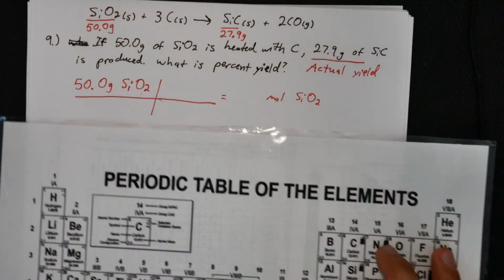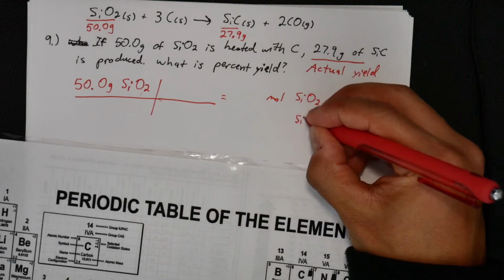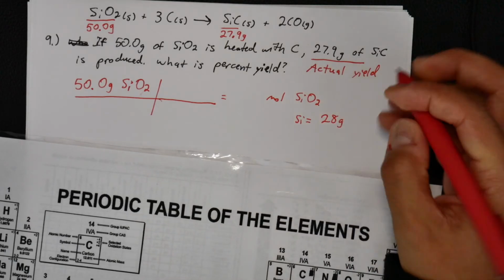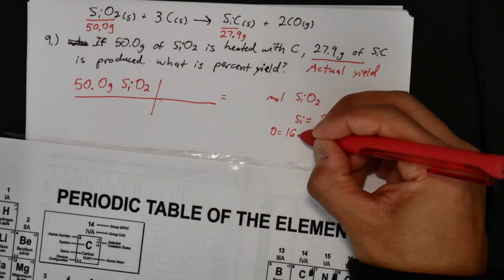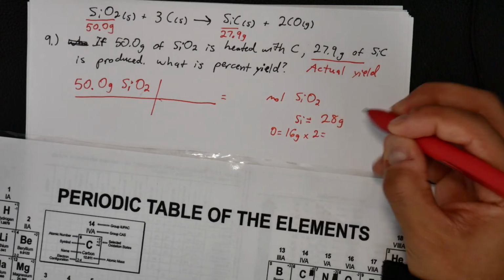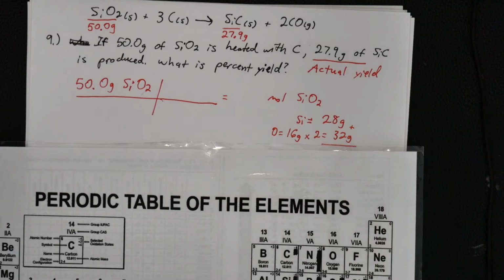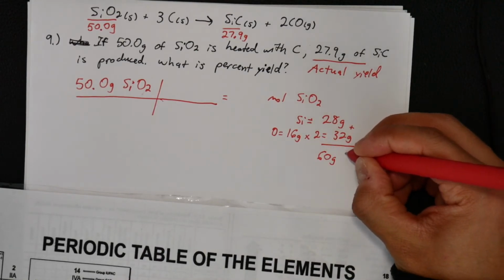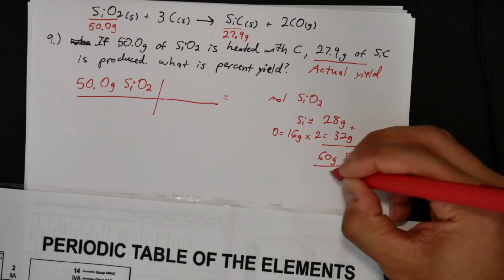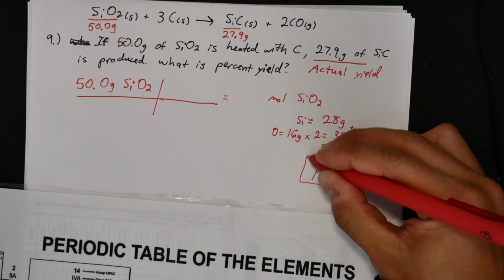Take a look at some numbers. So we have silicon, which has a molar mass of about 28. So silicon is 28 grams. And then oxygen, which is 16 grams, but then we need to times that by 2 because we have 2 of them. So that's 32 grams. Adding those together, 28 plus 32, I get a nice even 60 grams of silicon dioxide per mole. So there is our molar mass of this material, 60 grams per mole.